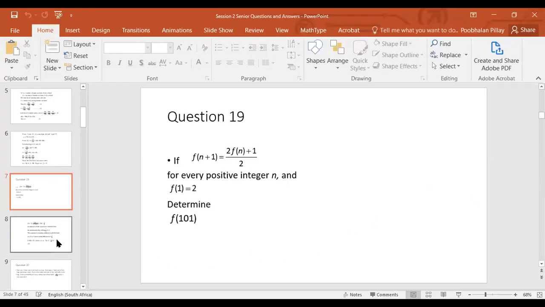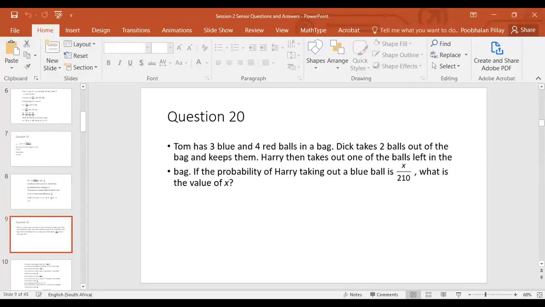Okay, now we're going to question 20. So this is question 20. As I said, the problems are quite hard here. This question here is a question on probability. So let's have a look at this question. It says that Tom has 3 blue balls in a bag and 4 red balls.